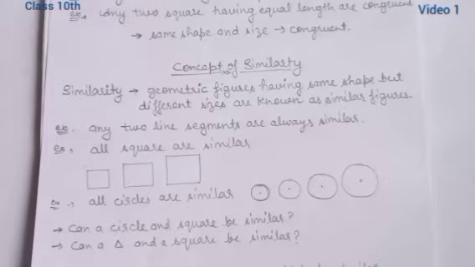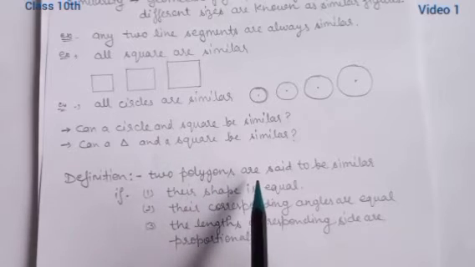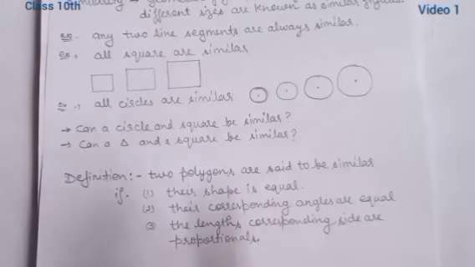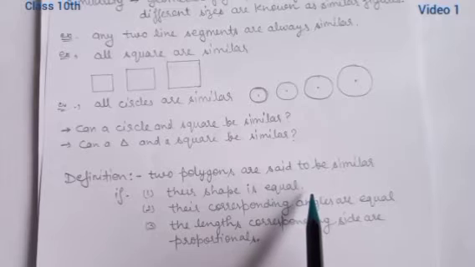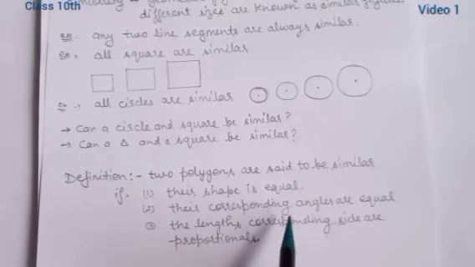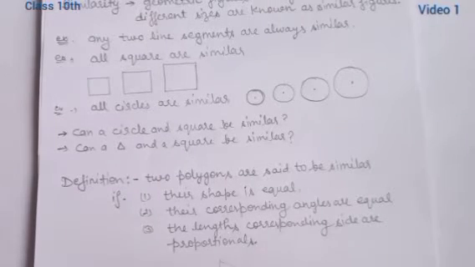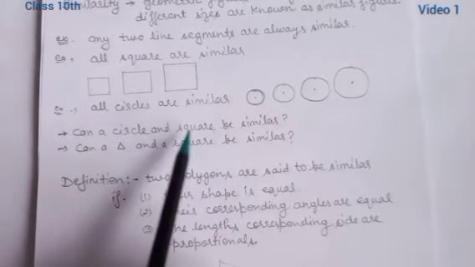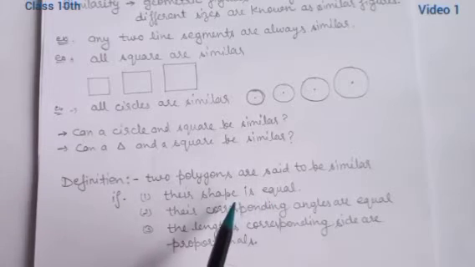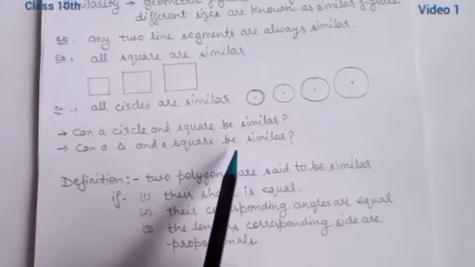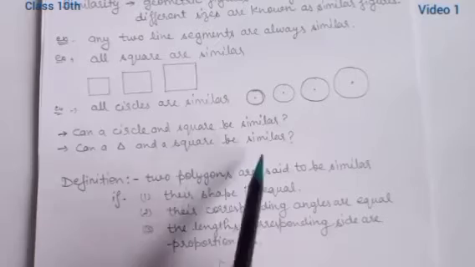Okay, so let's see the exact definition of similarity. What criteria do we have to follow for a figure to be said to be similar? Two polygons are said to be similar if their shape is equal. Second, their corresponding angles are equal, and third, the lengths of corresponding sides are proportional. So students, now you understood: can a circle and a square be similar? No, because their shape is not equal. A triangle and a square can't be similar because their shape is not equal.